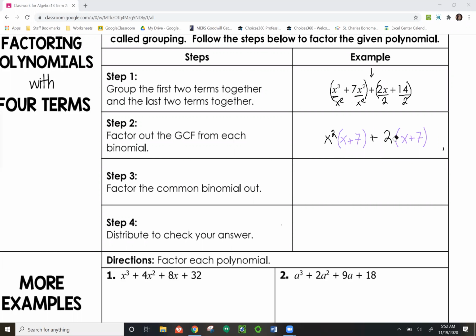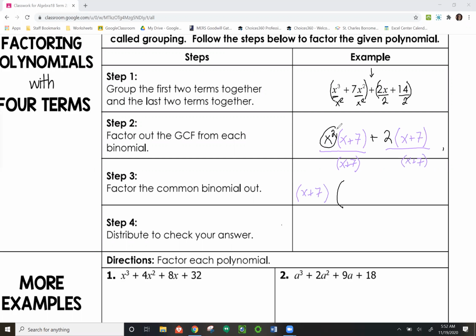I'm going to give you a clue. Look at the purple. What was left inside of both parentheses? What was left inside of both parentheses was the x plus 7. So you can divide both of these terms by x plus 7. That's the greatest common factor. So what am I going to do? I'm going to pull it out, x plus 7. And what's going to be left? This is the factoring out of that common binomial.